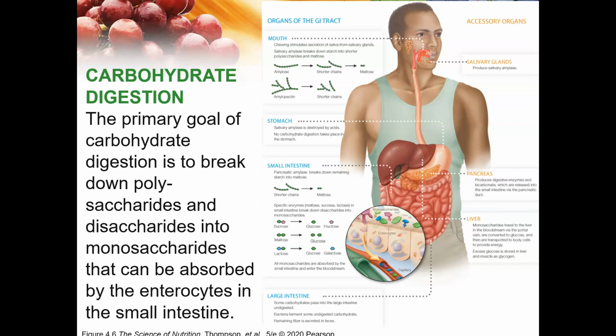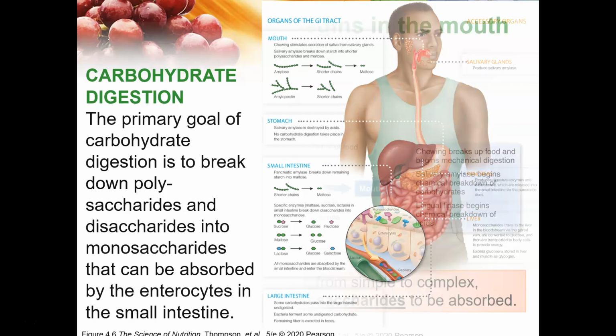Those are the cells that line the small intestine. Even 2 rings is too big. So everything has to be digested to a single ring, a single monosaccharide, before it can be absorbed. So let's look at that in detail.